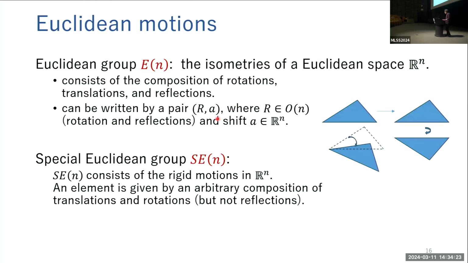And so we can write the Euclidean group as a combination of rotation R and translation A, where the rotation R is an element of the orthogonal group O(n). This consists of rotations and reflections. And A is the shift in our Euclidean space, just a vector corresponding to the translation.